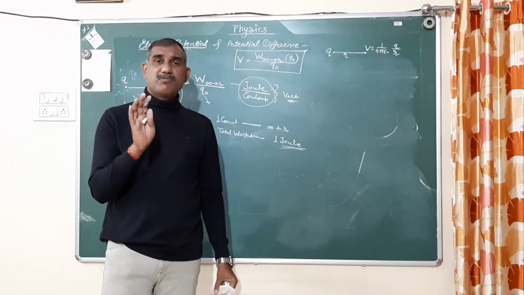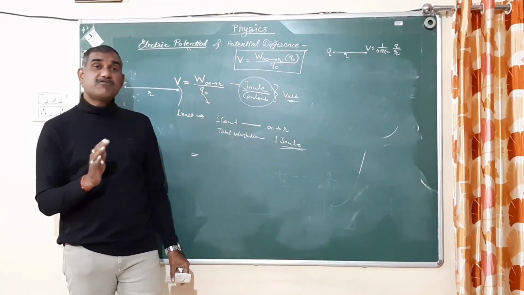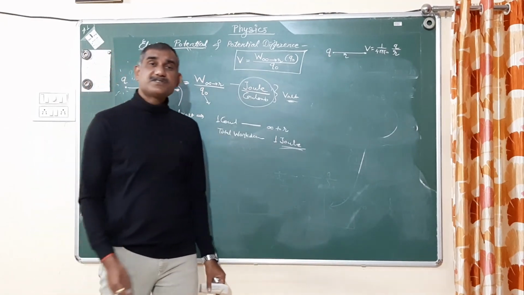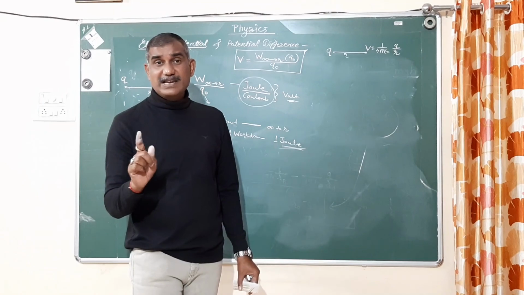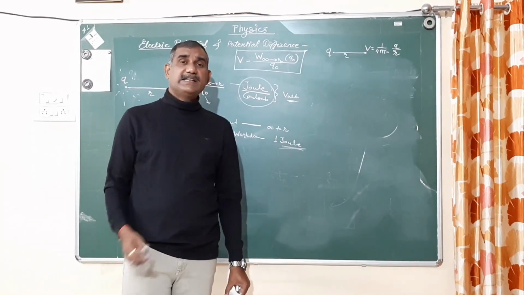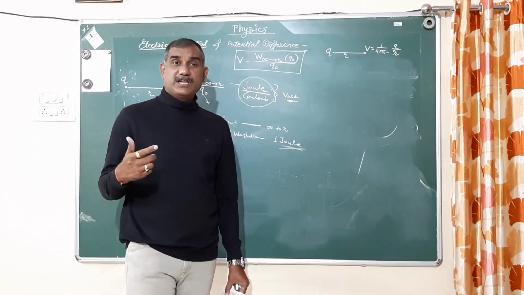There are 2 types of work done. One is the work done by the electric field, and the second one is the work done against the electric field. In this potential and potential difference case, we have to consider the work done against the electric field, not by the electric field. By using an external agency, we have to move that charge, and that work done will be stored in the form of potential, and that will be called the potential.